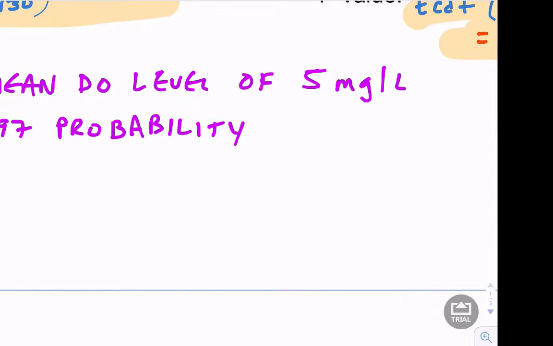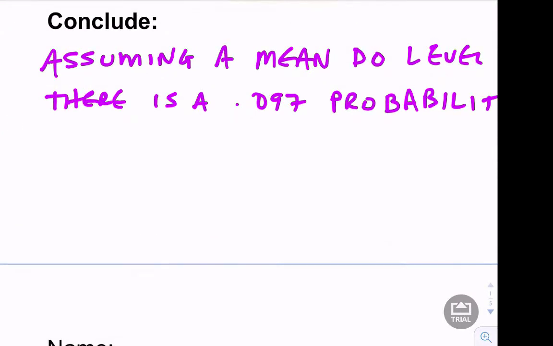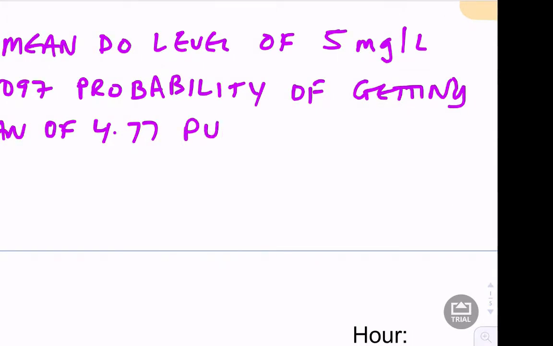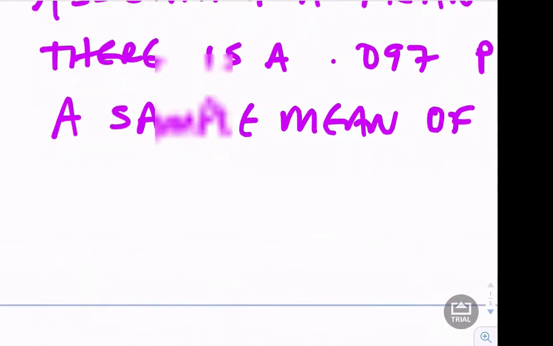T, can't spell. Probability of getting a sample mean of 4.77 purely by chance. Right? Because that's what I found that probability to be based on my test statistic. So how do I interpret that?